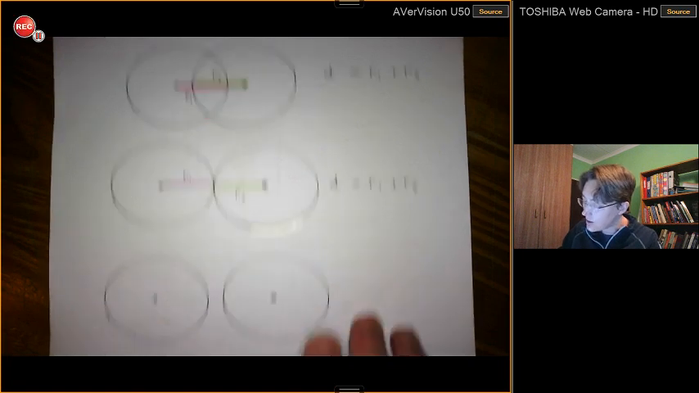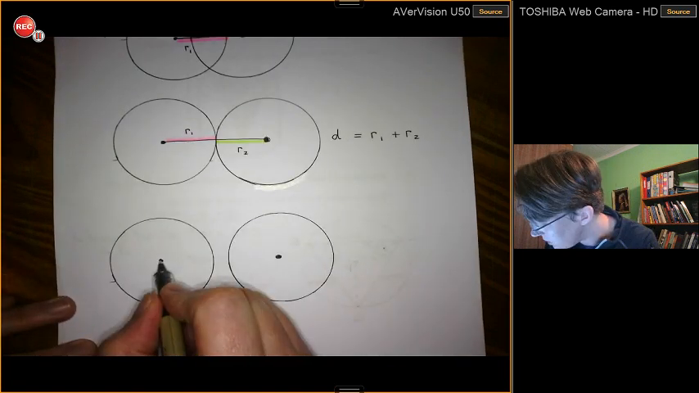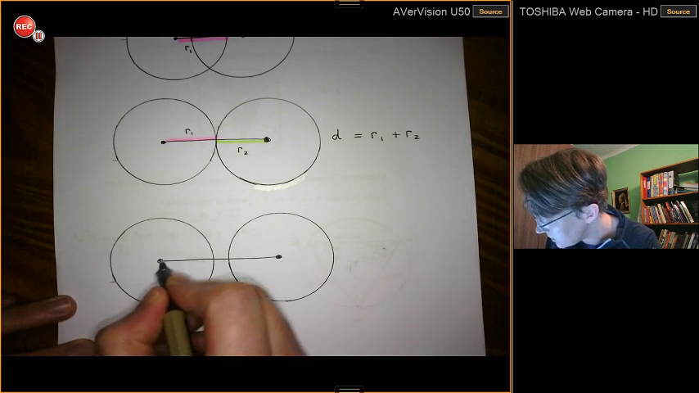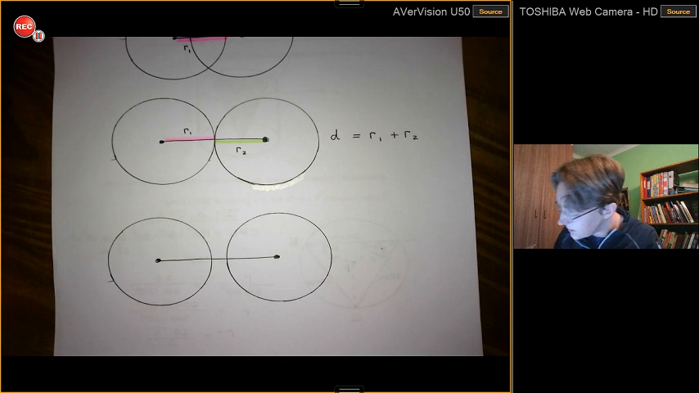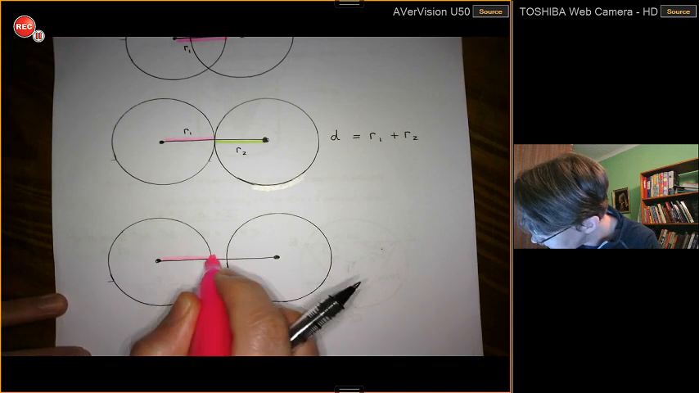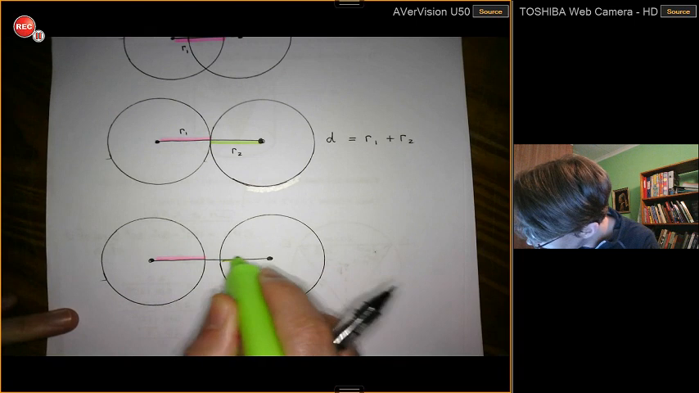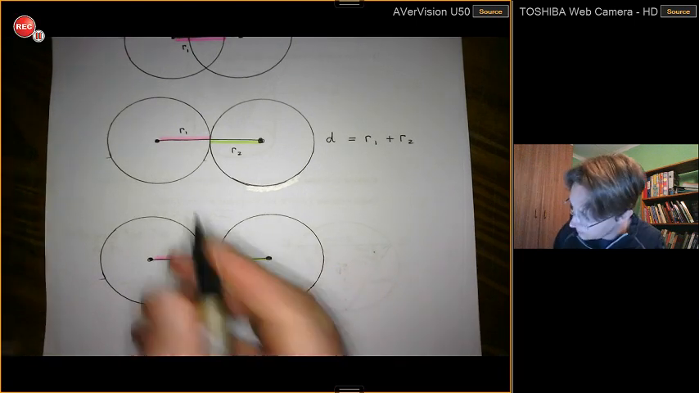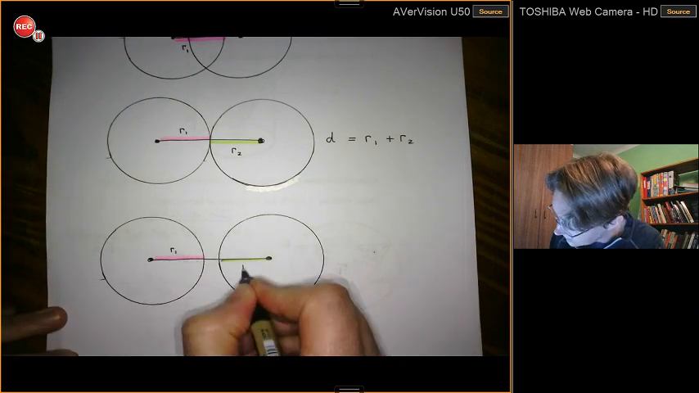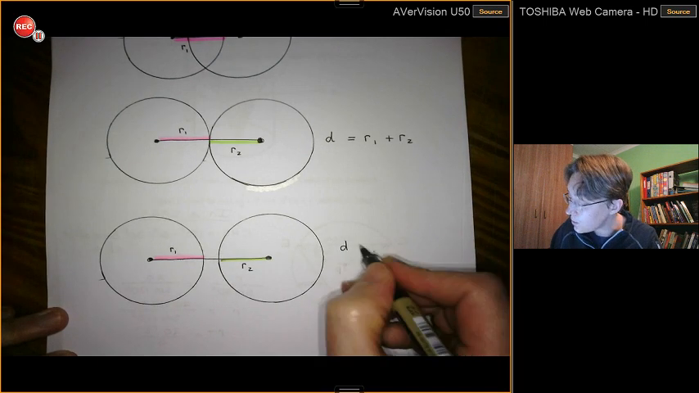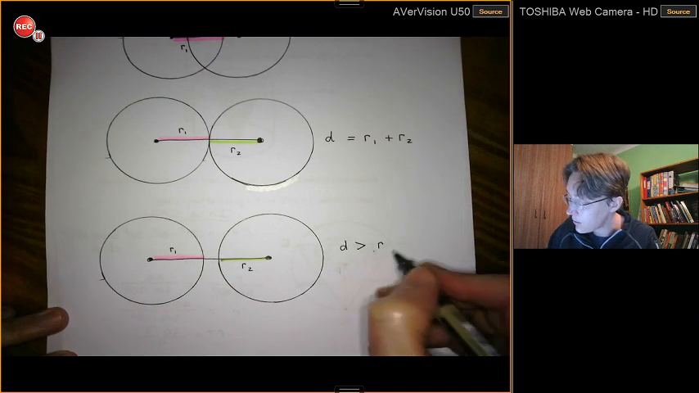And then lastly, again, if I draw a straight line between the 2 centers, then you can again see that's the radius of the first circle, that's the radius of the second circle. So in this case, the distance between the 2 centers will be greater than the sum of the radii.